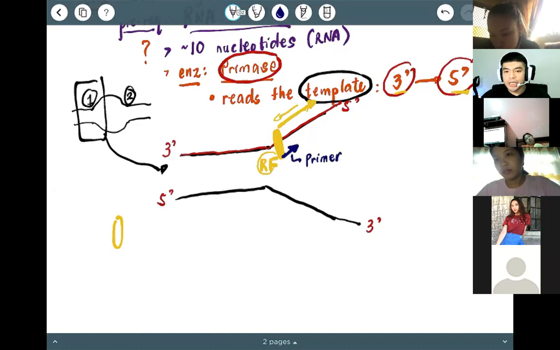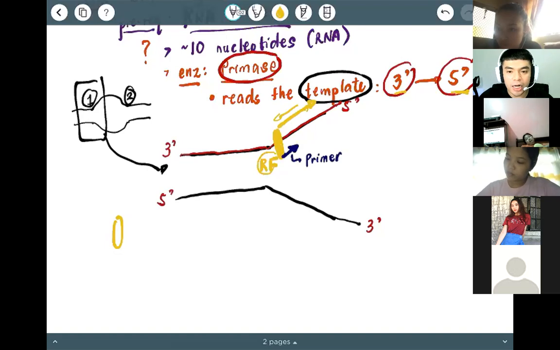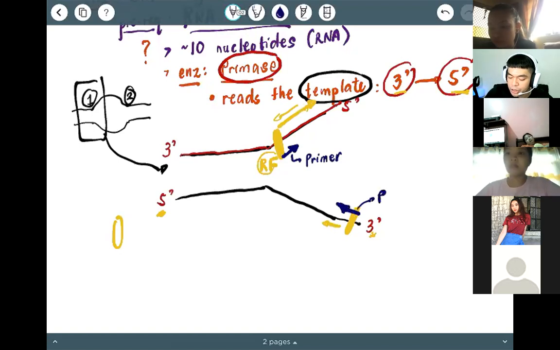Next, doon naman tayo sa baba. So sa baba, paano ang galaw ng primase enzyme? Papunta sa replication fork. Kaya manggagaling siya sa dulo kasi nga 3' to 5' direction. Kaya ang galaw niya ay papunta sa fork. Kaya yung product niya which is the primer, ganito ang direction. Ito yung primer, yung short nucleotide sequence.